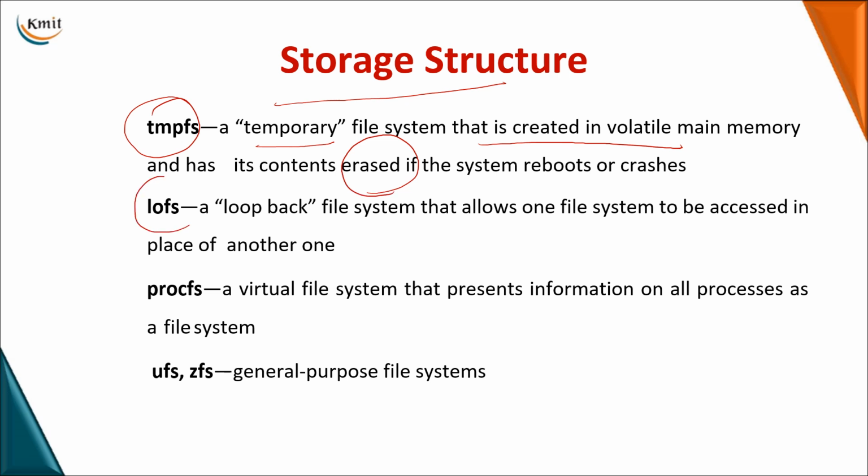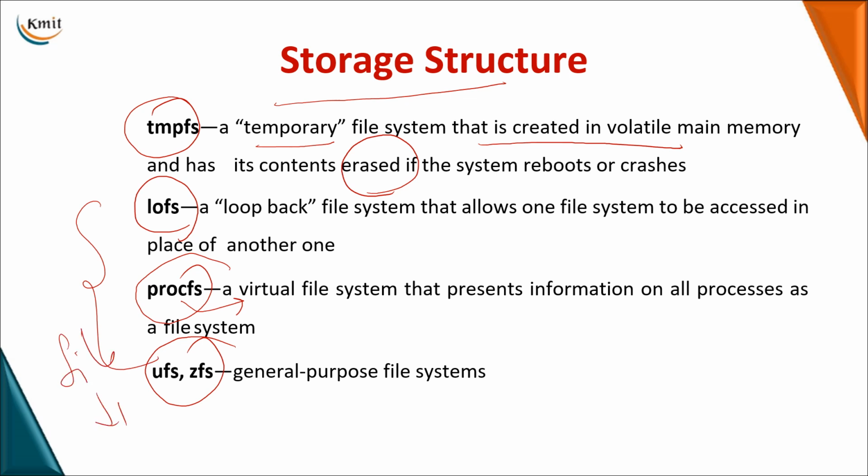And you have another storage structure which is loopback. This particular file system allows one file system to be accessed in place of the other. You even have one other file system which we call the process file system, which maintains the data related to all the processes present in a system. And you have a general purpose file system. This file system will tell you how to actually store the file in a directory.